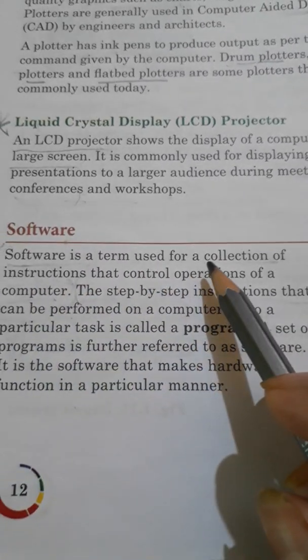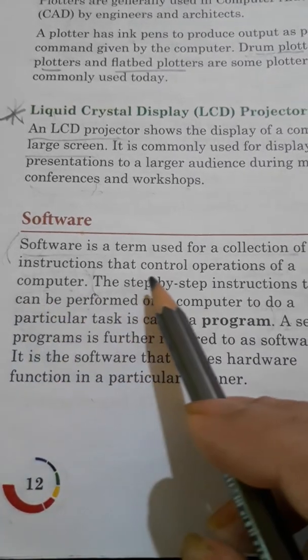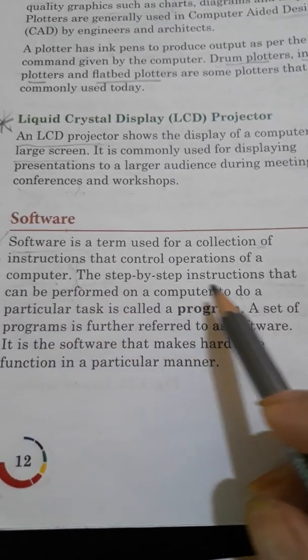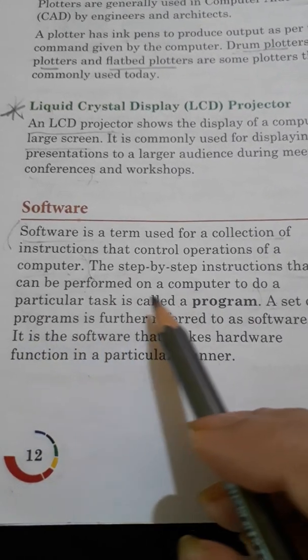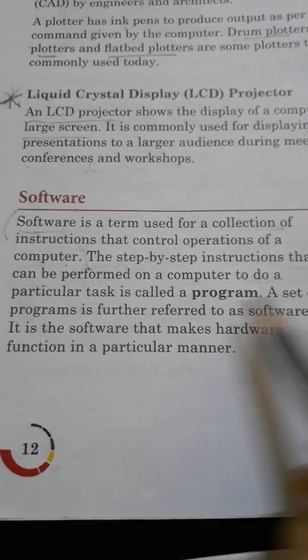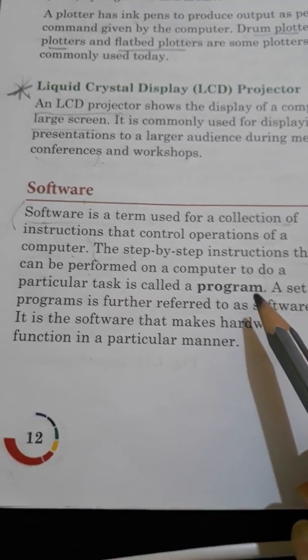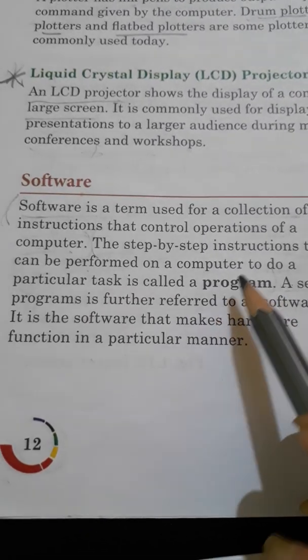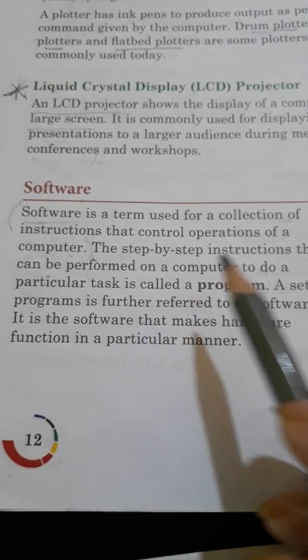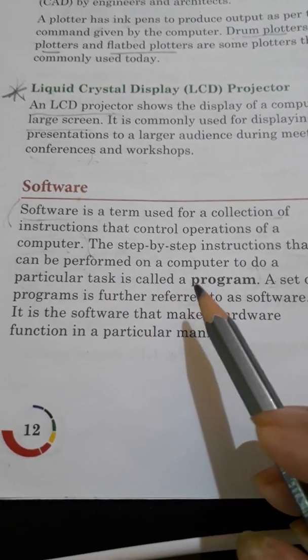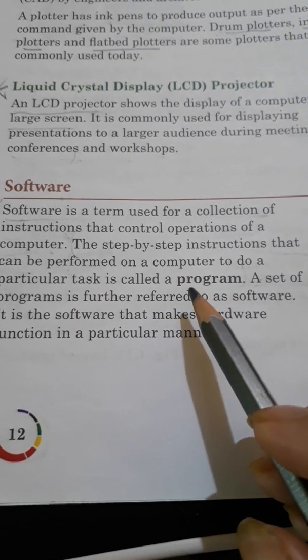Software is a term used for a collection of instructions that control the operation of a computer. The step-by-step instruction that can be performed on a computer to do a particular task is called a program. It is a very important line. What is a program? A program is the step-by-step instruction that can be performed on a computer to do a particular task.